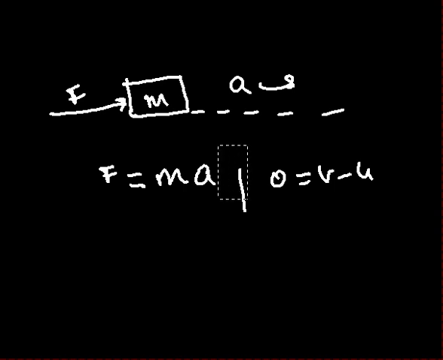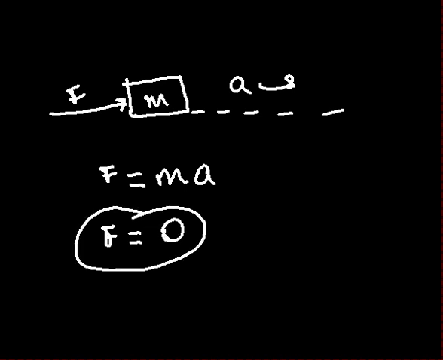Now, if the object is moving at a constant speed, the acceleration is zero. Hence, by Newton's second law of motion, the forces acting on the object are balanced. That is, the net force acting on the object is zero. So keep that in mind.